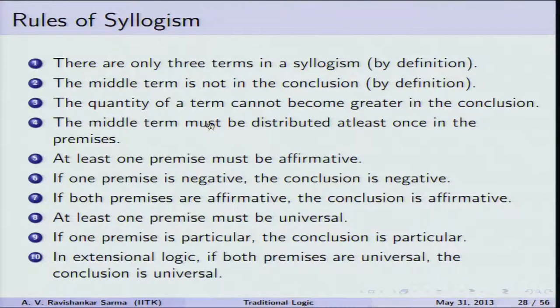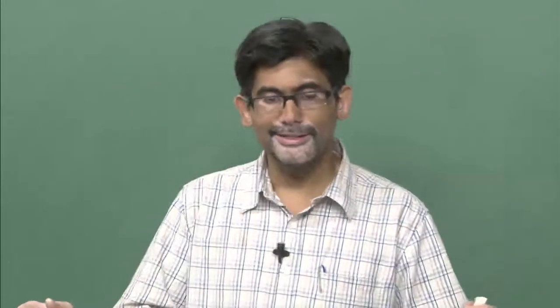And the ninth rule states that if one premise is particular, then the conclusion is also particular. For example, if it begins with all x are y and some y's are z, then the conclusion also should be particular.